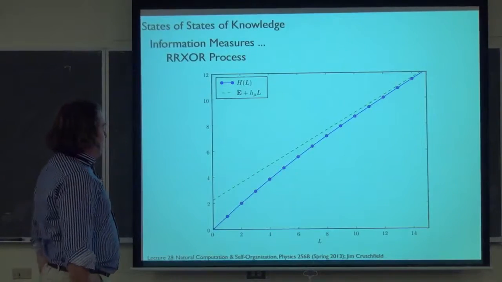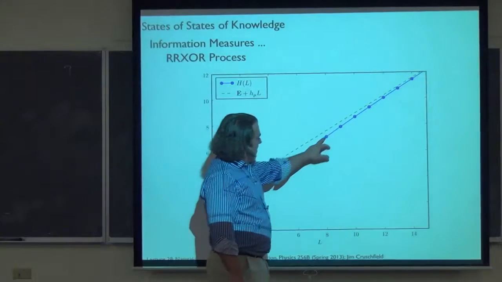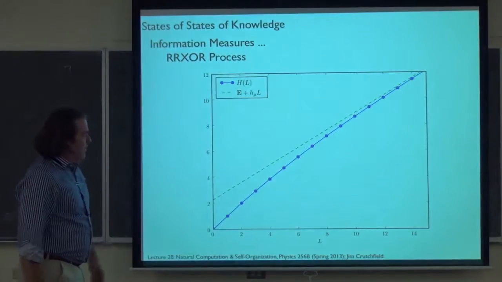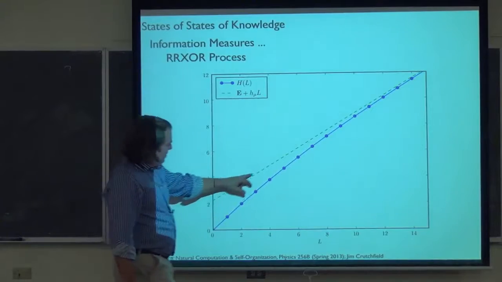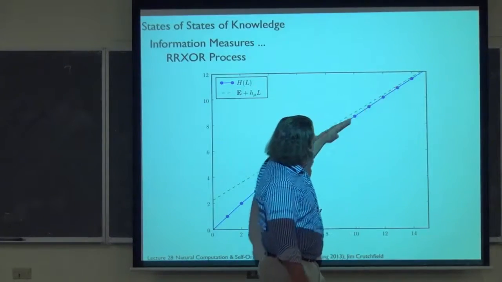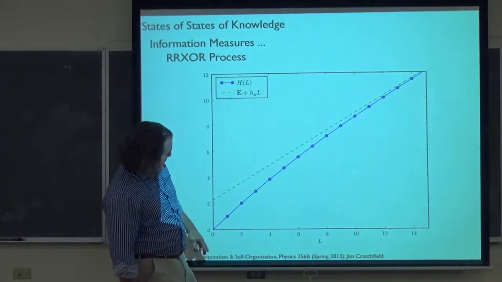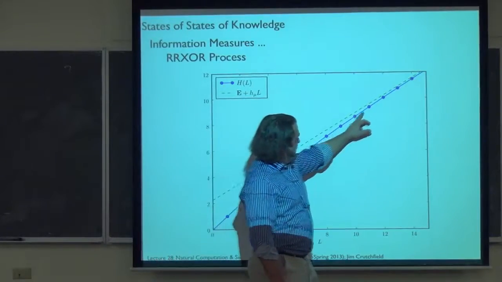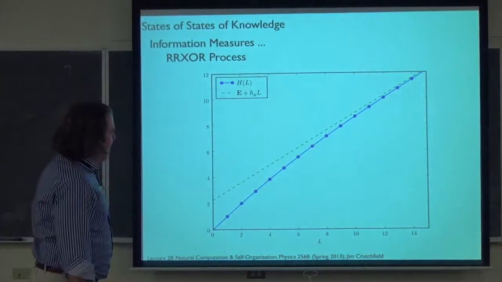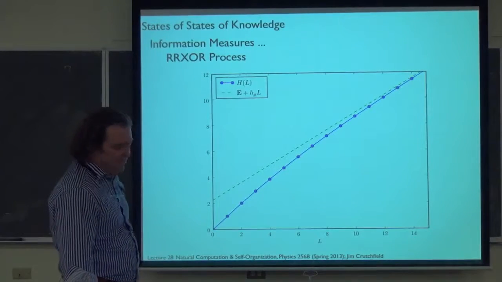And just to remind us, it's been a number of weeks. Here's the random XOR process, and this is the calculation of it going out to length 15 words. And here's our nice linear asymptote, right? We're trying to fit this straight line to the blue curve, the block entropy. That's doing okay, but the random XOR process seems to take a long time to settle down to statistical equilibrium. It's not exactly clear where the straight line should sit. So is there some better way to do this?